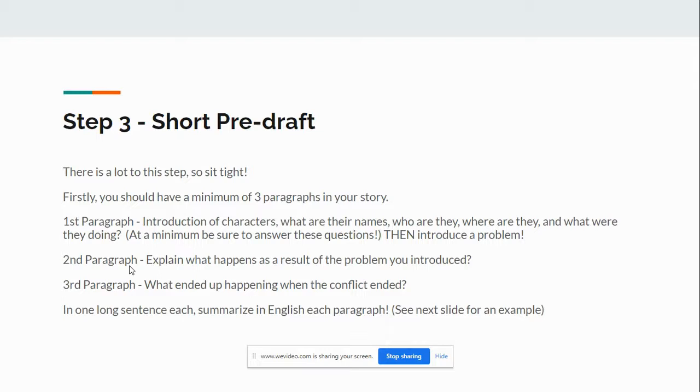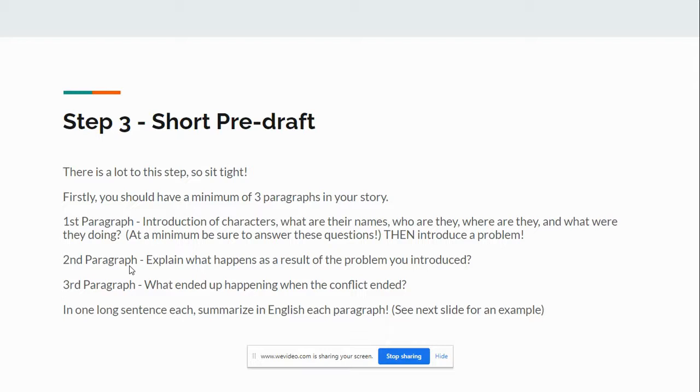At a bare minimum, you should summarize the first 3 paragraphs, one long sentence each. So your first paragraph should include, and this is when you're going to write the full story when you go to actually write it.